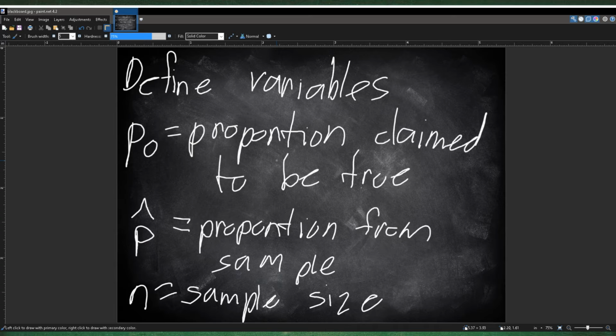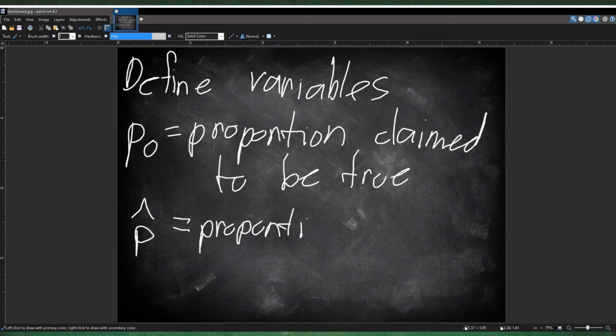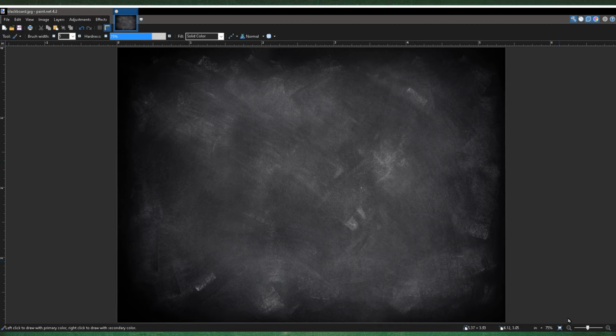and then your p hat could be the proportion of red from your bag of chocolate, and sample size is the amount of chocolates you have in your sample, which is the bag basically. So you have to put everything in context. Because you don't want to be vague. You want to be as precise as possible, and you want to explain everything as clearly as possible. So that's the fourth thing you want to do. Define your variables.